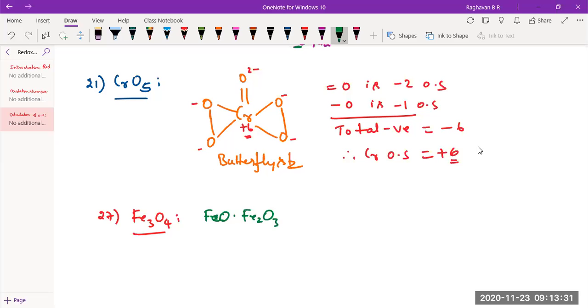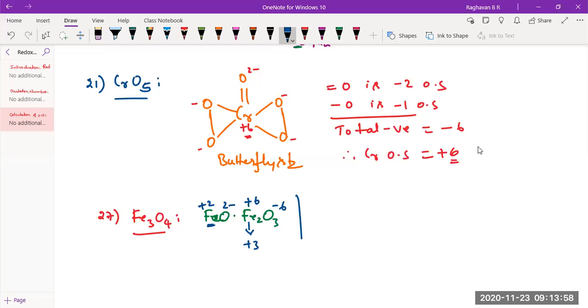FeO dot Fe2O3. Now, the oxidation state of oxygen is always 2 minus. So this first iron is plus 2. And the overall negative charge due to 3 oxygen is minus 6, and 2 iron has to bear plus 6. So plus 6 divided by 2, each iron will be plus 3. Is that okay? So this is called mixed oxides.